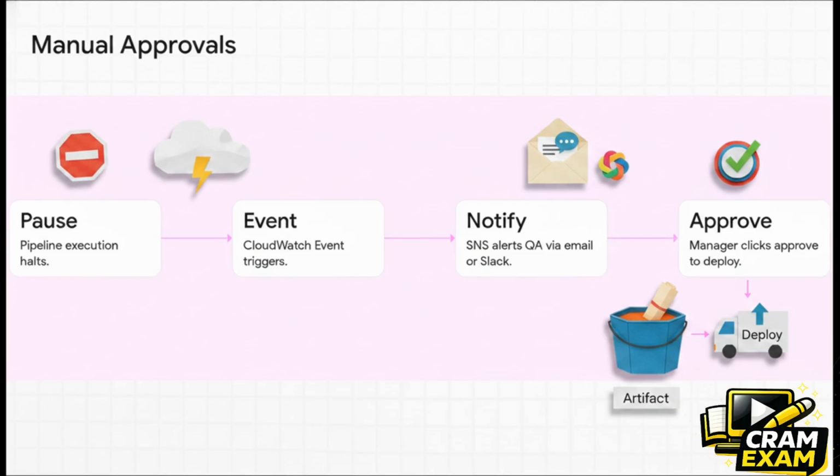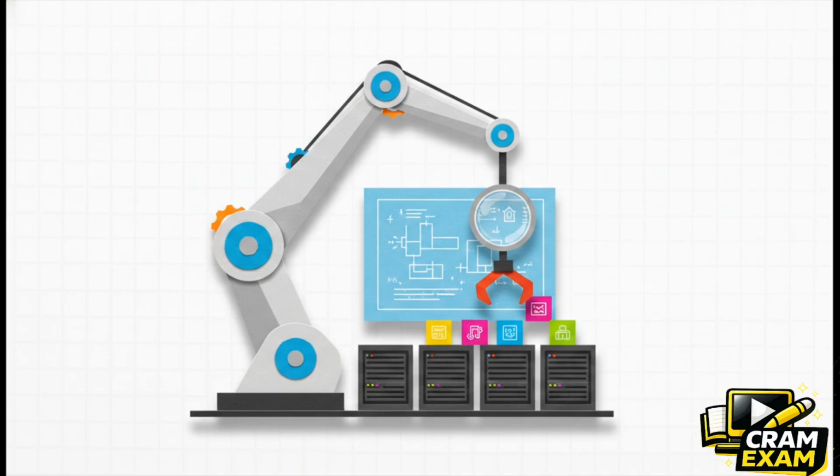It triggers an AWS CloudWatch event, which fires an Amazon SNS notification directly to your QA manager's email or Slack channel. The code sits frozen. Only when a manager clicks approve does CodePipeline grab the artifact from Amazon S3 and move it to the final deploy stage. In the deploy stage, a service like AWS CodeDeploy takes over.